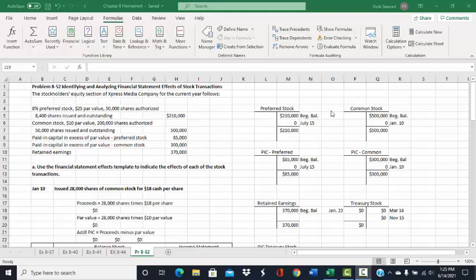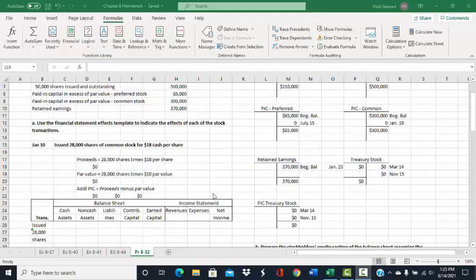I have set up T accounts for each one of the stockholders' equity accounts and included their beginning balances. We will be making transactions in the financial statement effects template, and these T accounts will be updating with the amounts as we record the transactions.